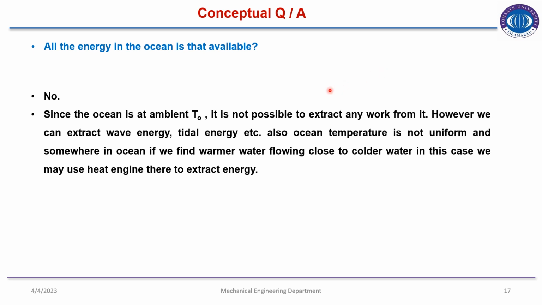All the energy in the ocean, is that available? We have a vast ocean in the world, so why can't we use that energy? So it is asked whether that energy is available or not. The simple answer is no. Since the ocean is at an ambient temperature, if we want to use a heat engine to produce work, a heat engine requires a temperature difference. The temperature of the ocean is the ambient or atmospheric temperature. So no work can be produced by the heat engine.